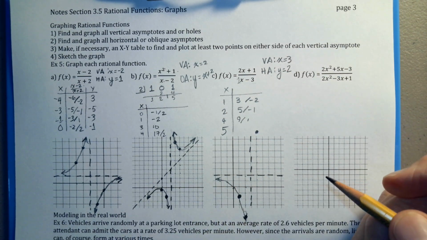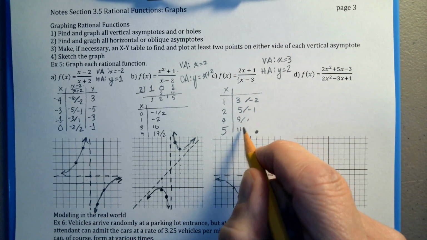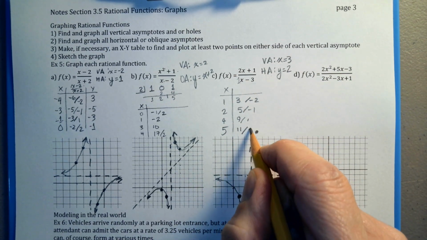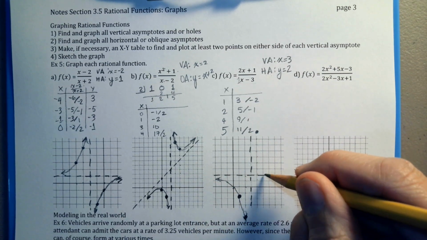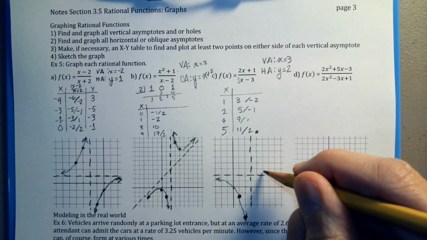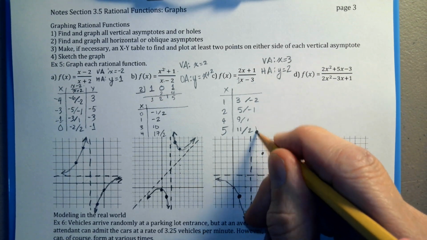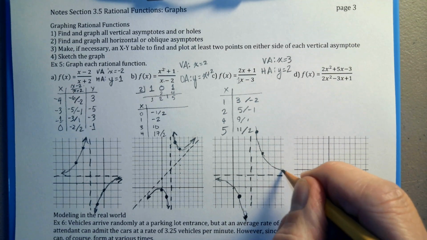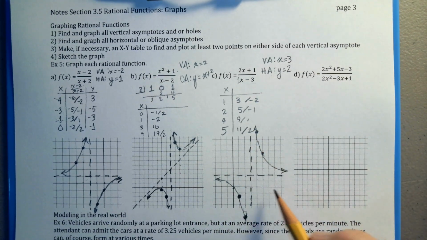And then if I put a 5 in, that'll be what? 11 on top and 2 on the bottom. So that's going to be 5.5. So over here we go 1, 2, 3, 4, 5.5. And so again, we're just going to kind of sketch that in, get close to the asymptote, but don't cross it, don't touch it, don't curve away from it.